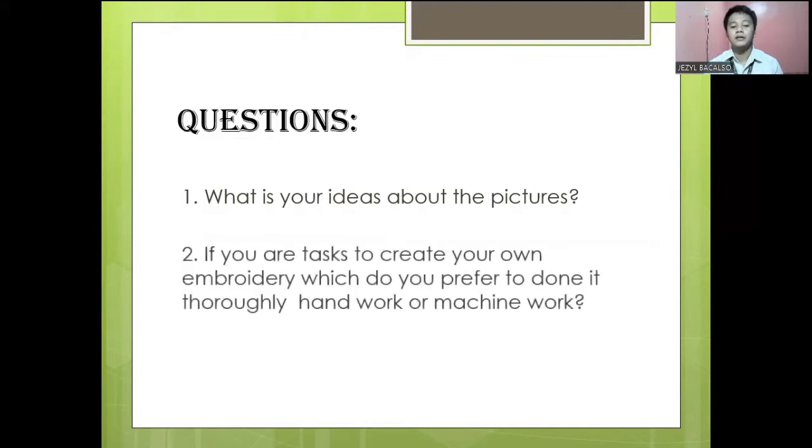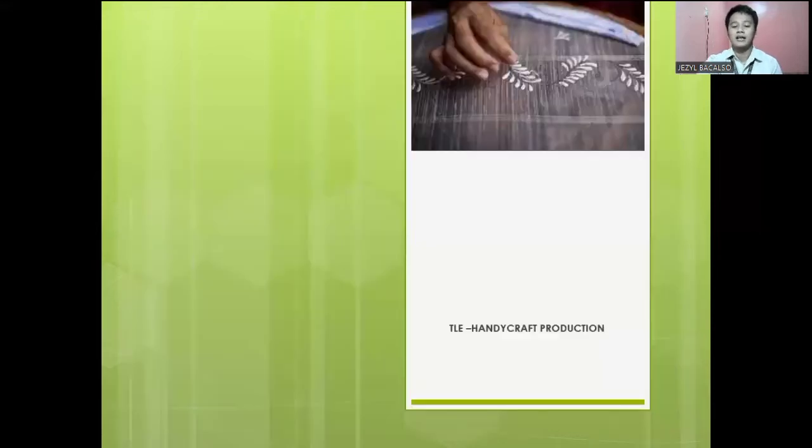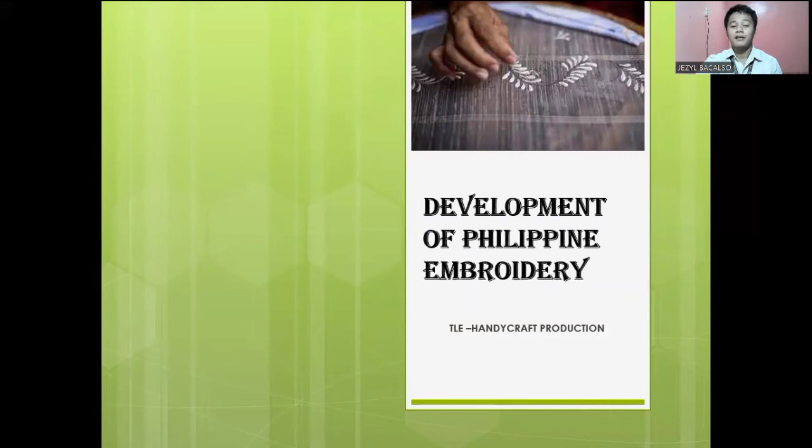The number two question, if you are tasked to create your own embroidery, which do you prefer to do it thoroughly? Handwork or machine work? Very good. If you want to do your embroidery easily, you must use a machine so that you can embroider things easily. And now let's proceed to our new discussion entitled Development of Embroidery.